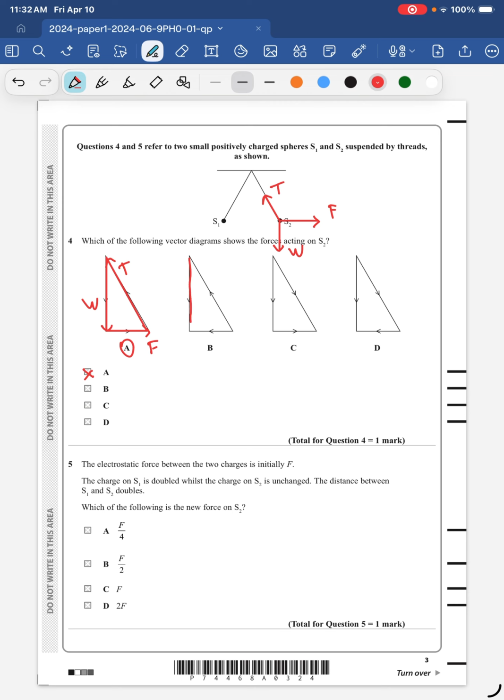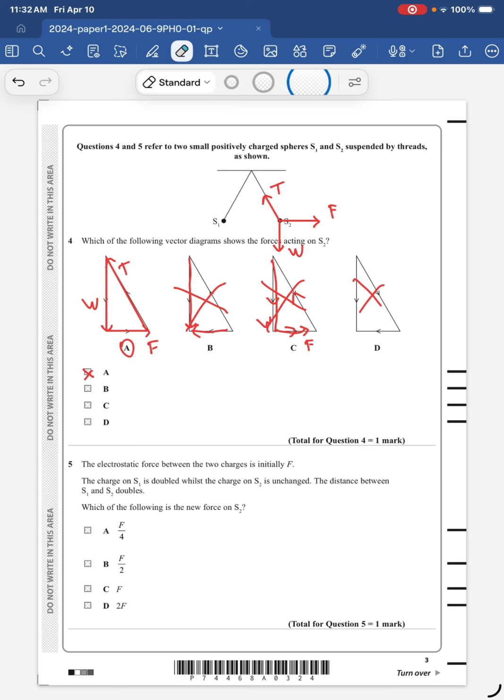With B, though, you are adding the weight this way, and then you have the electrostatic force pointing to the left, so that's totally wrong. Then in option C, this force is correct because it's the weight. The force to the right is also correct because it's the electrostatic force. But then these two do not form a closed triangle. I mean, all the arrows have to point in the same direction pretty much, and they don't. So that's totally wrong. And then for the same reason, D is also wrong. I hope my explanation is clear.